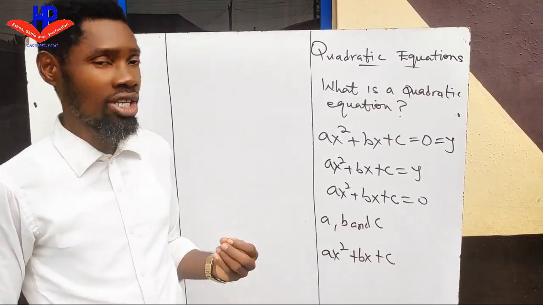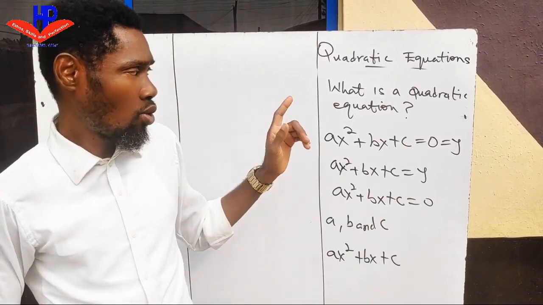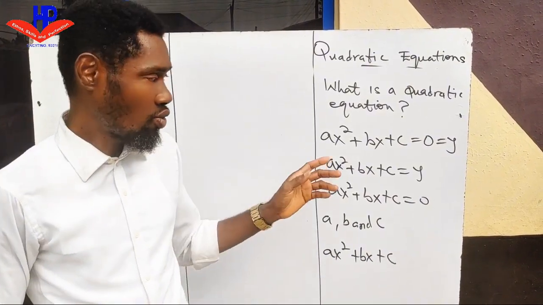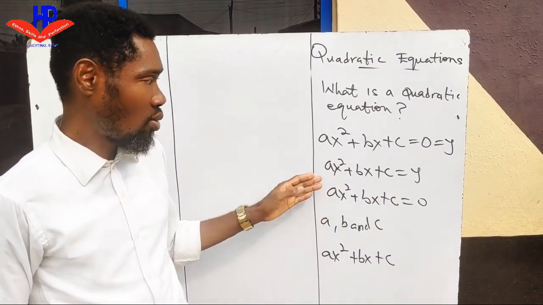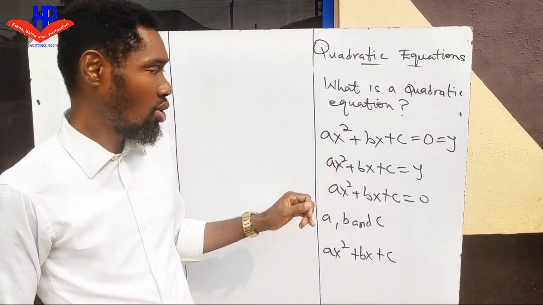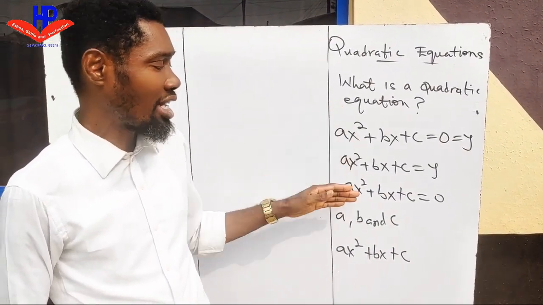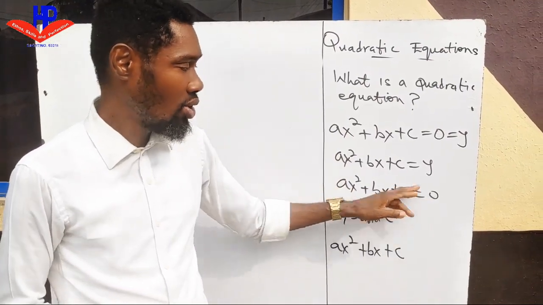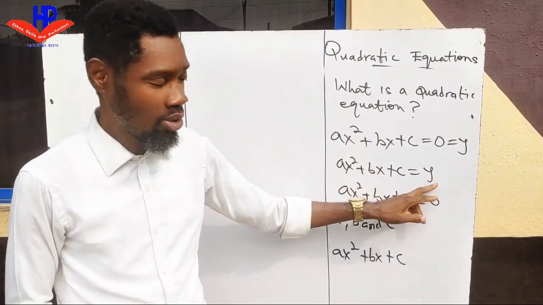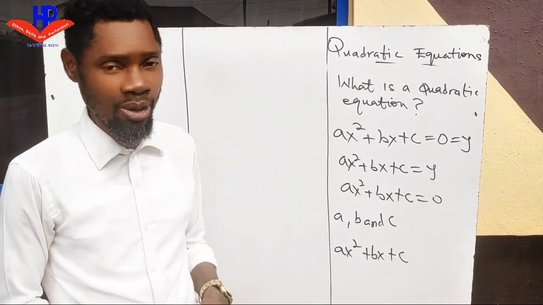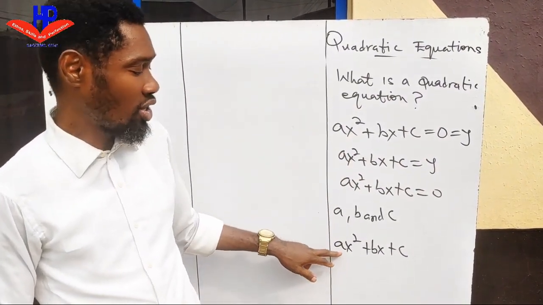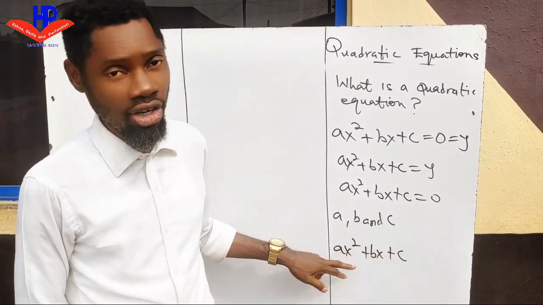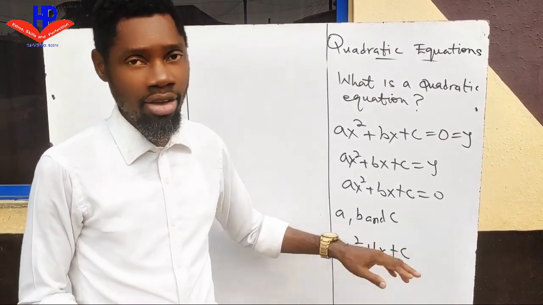So if you ask what is the difference between a quadratic equation and a quadratic expression, it's simple. A quadratic equation is an equation of degree 2, or that has the highest power to be 2, and it is always equated to 0 or to another variable. While a quadratic expression also has a degree of 2, but it is not equated to 0, it is not equated to any variable.